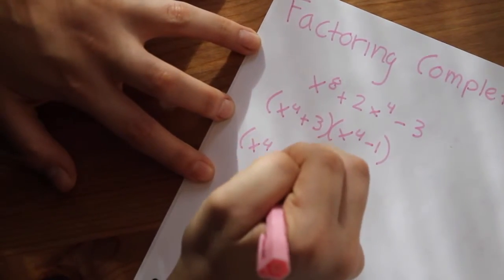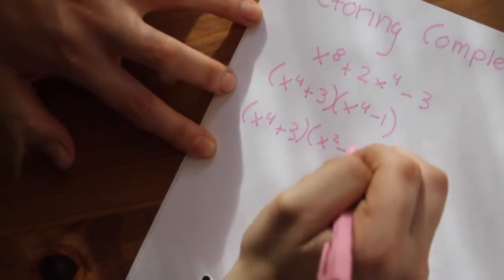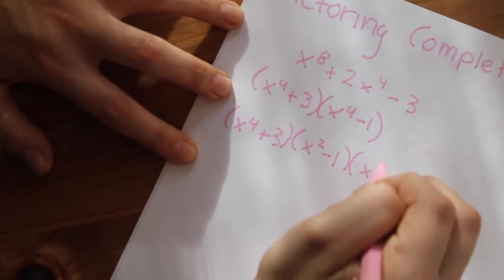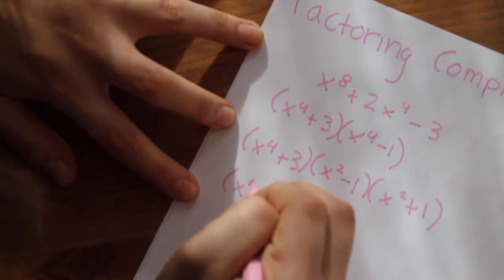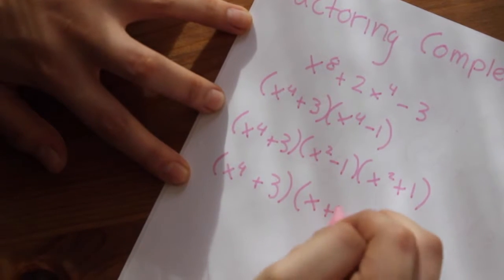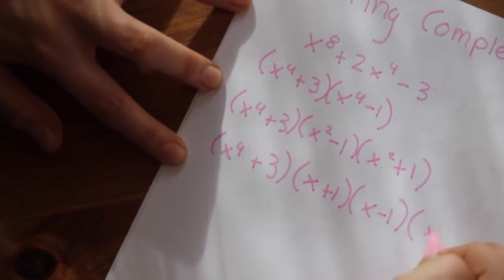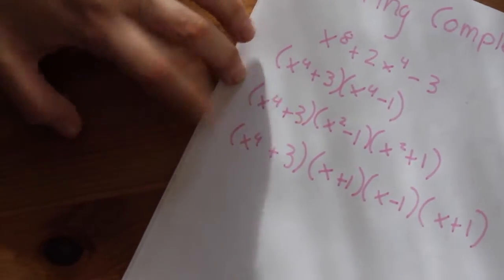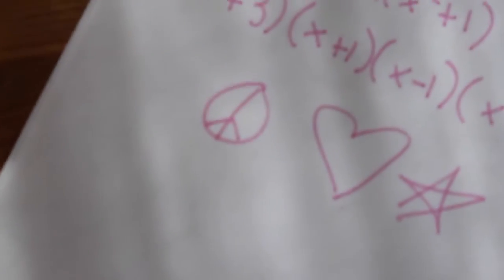This will leave you with (x to the 4th plus 3)(x to the 2nd minus 1)(x to the 2nd plus 1). You can still simplify it further because x to the 2nd minus 1 is also a difference of perfect squares. Therefore, this leaves you with the final answer of (x to the 4th plus 3)(x plus 1)(x minus 1)(x plus 1).